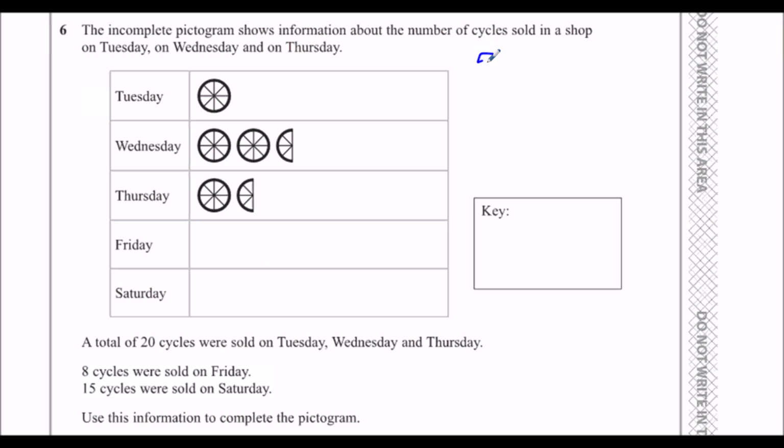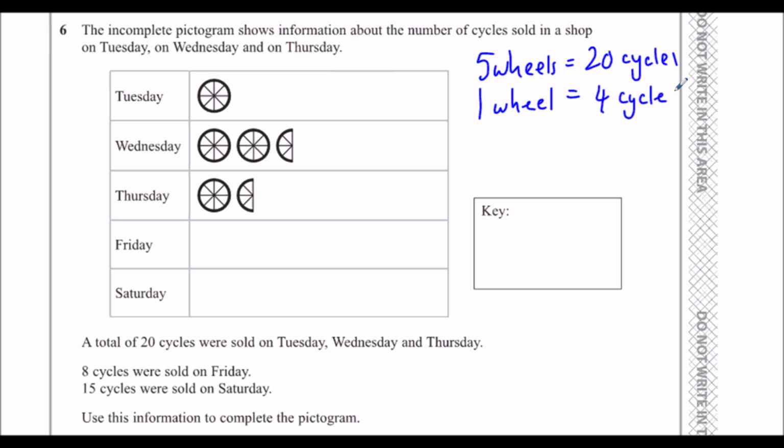So 5 wheels is 20 cycles. So 1 wheel, each wheel must be 4 cycles. 5 wheels make 20, so each one must be 4. 4 5s make 20. So this wheel is 4 cycles.